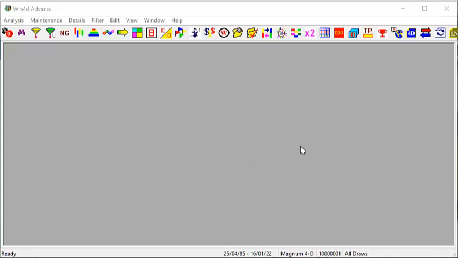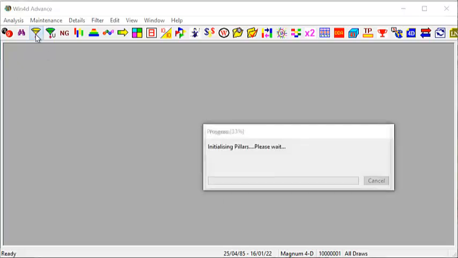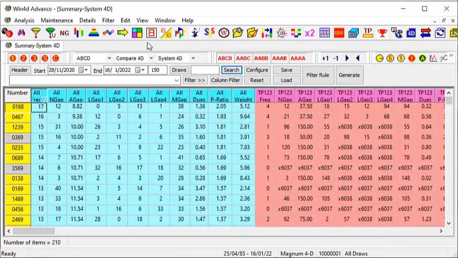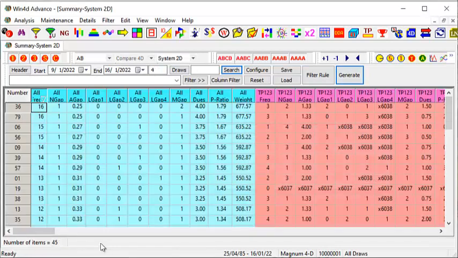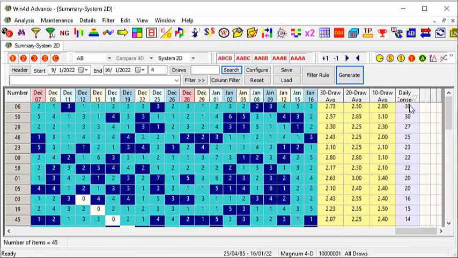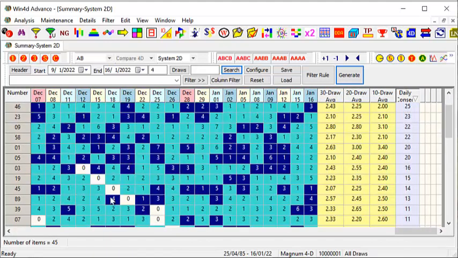Okay, let's discuss Magnum right now. Right, click on the summary here. Maximize this and go straight into System 2D. There we go. On the System 2D itself, under the Magnum, you can see that for the past 30 draws, there are 2 sets which are working very well. One of them is 06 and 59. But what caught my attention is 45.